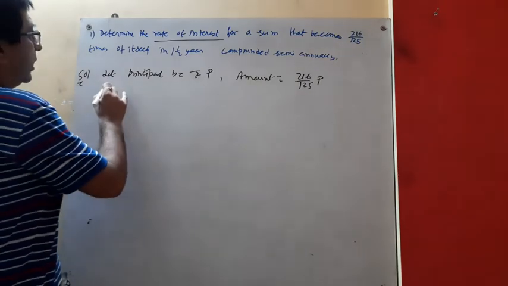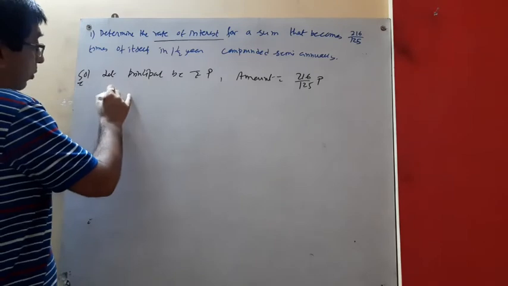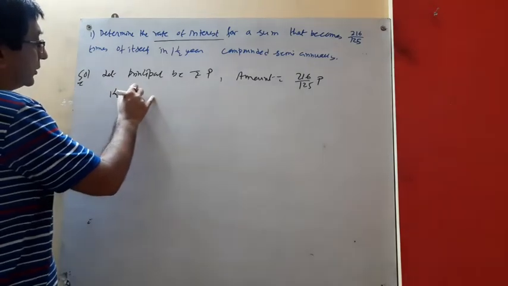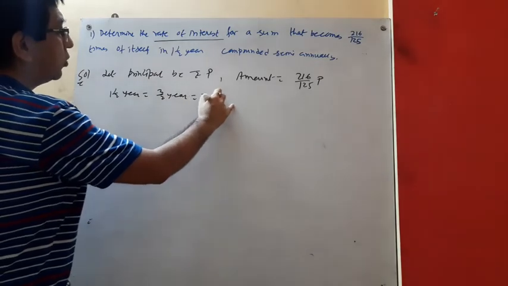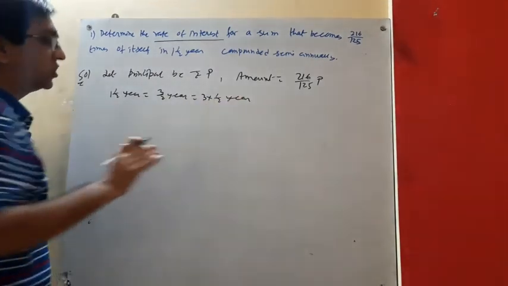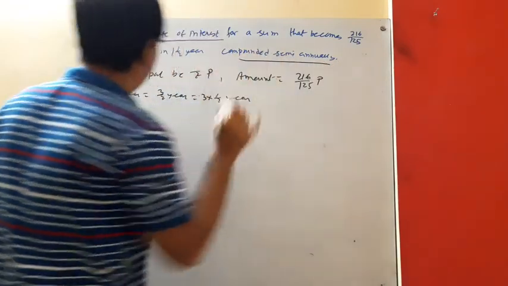Okay. Now rate we don't know, but 1.5 years means 3 by 2 years. That means 3 into half year. That is 3 half years. Rate of interest is given for 3 half years. Okay. And compounded semi-annually, right?